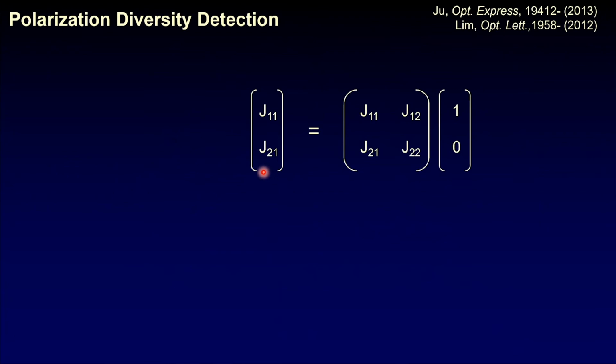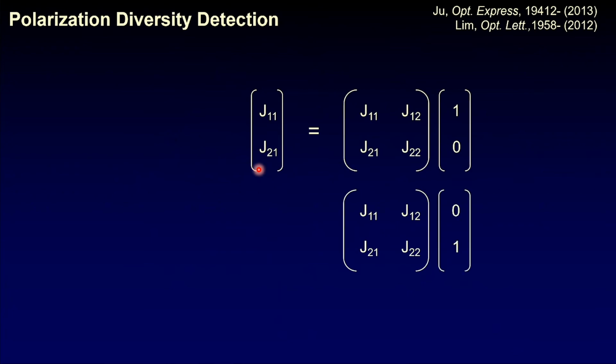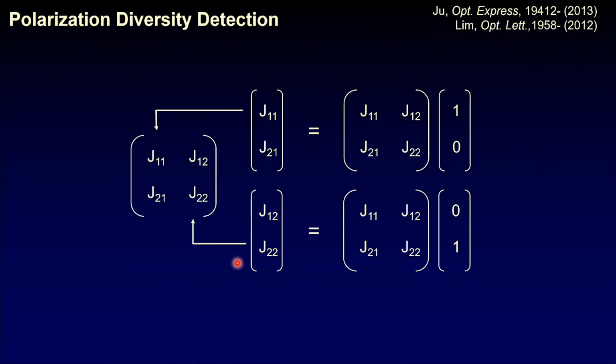And then we have another incident polarization. It's delayed, S. It is 0, 1 in a Jones vector. By multiplying it, we have J12 and J22 components, these 2, right? With the first probe beam, we have J11 and J21, this combination. Now with the second delayed incident polarization, we have this combination, J12 and J22. By combining them, we can measure this Jones matrix.